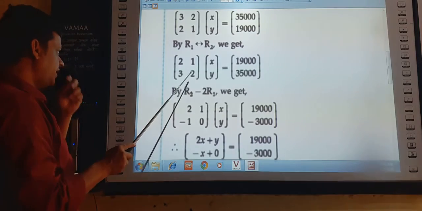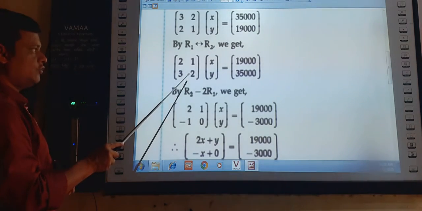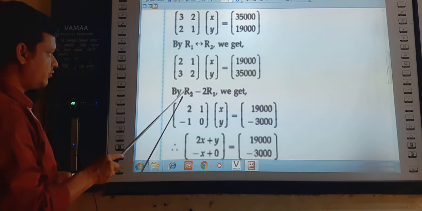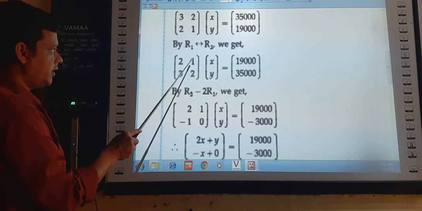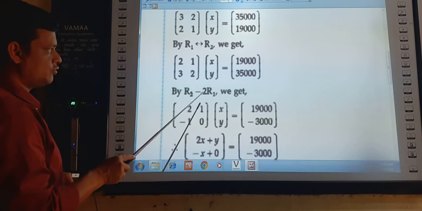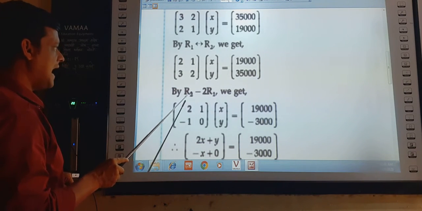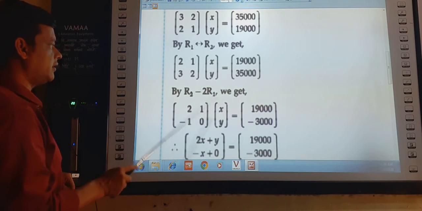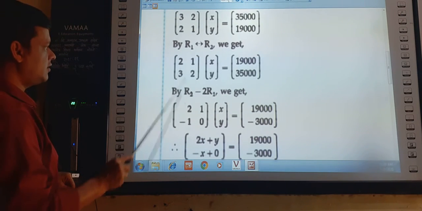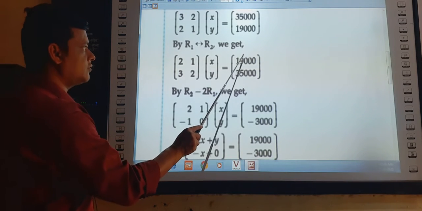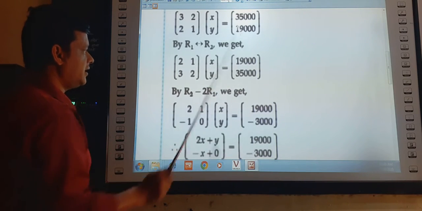Now in place of this 2 we require 0. So this 2 is in the second row, so we write R2. Here is 1, we have to multiply it by 2. So we write here 2, and the element 1 is in the first row, so we write R2 minus 2 times R1. Now keep the first row as it is. Elements of the first row we write here, 2 1. Elements of the first row in RHS, we write 19,000.